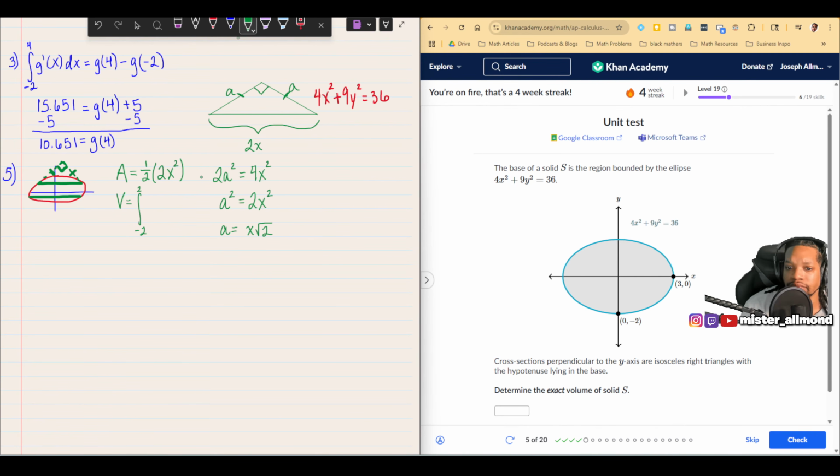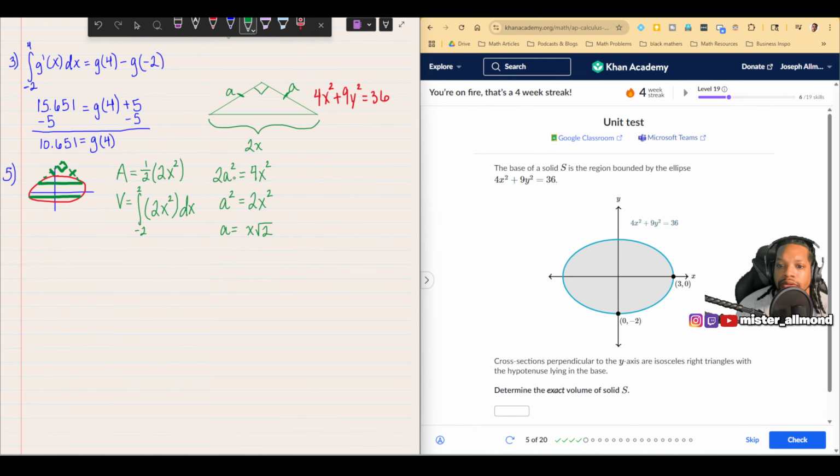Hold up. If a squared is this, then we want half of that. So that should just be x squared. Yeah, x squared. I was gonna say, how did I get... Oh, I squared the 2 when I didn't need to. That's what it was. Okay, I knew I should get x squared, but I wasn't getting it.